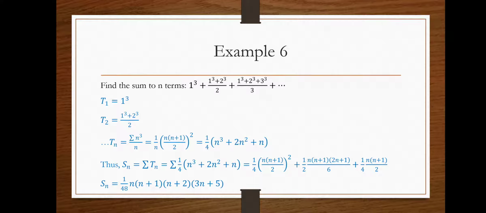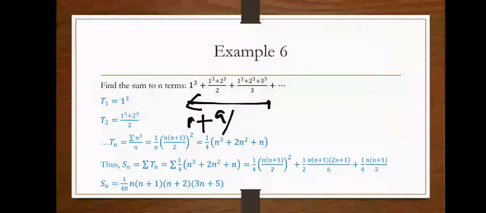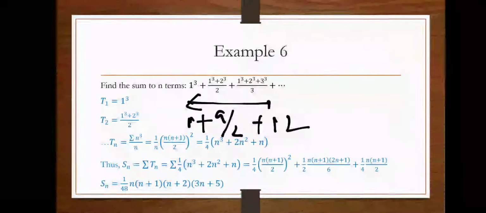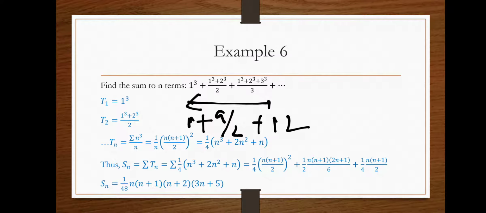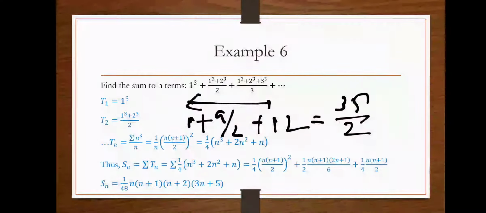Now, how do you understand that you have done it correctly? Again, what is the sum of these three terms? Just find out. 1 cube is 1. 1 cube plus 2 cube, that is 9 by 2. 1 cube plus 2 cube plus 3 cube, so that is 9 plus 27, basically 36 divided by 3, that is 12. So basically the sum is 12 plus 1, 13. So 26 plus 9 is 35 by 2. So this should be the sum, right? Put the value of 3 here and just calculate.